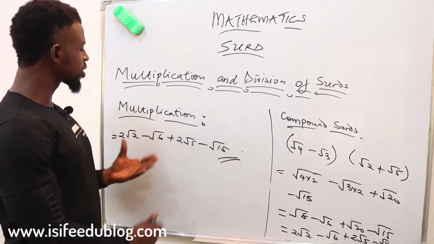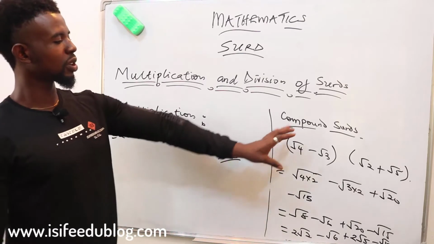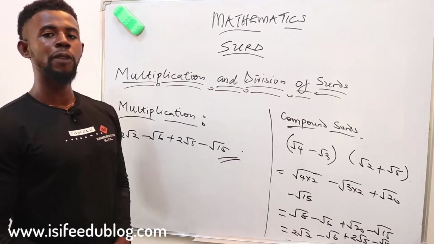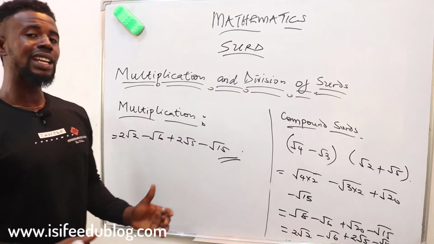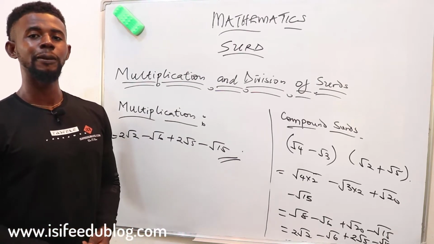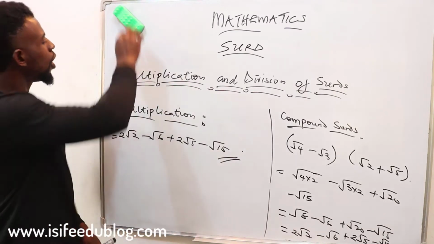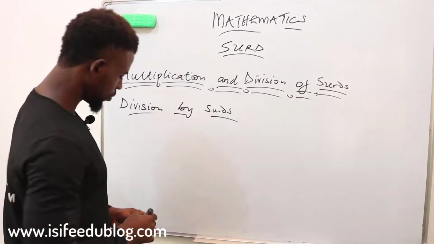Alright, so basically that is multiplication under simple surds and multiplication under compound surds. That is it as far as multiplication of surds is concerned. Now, the next we'll be looking at will be the division of surds, or division by surds.